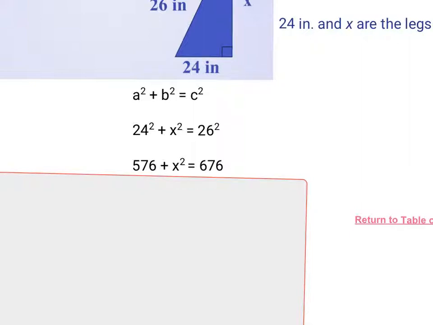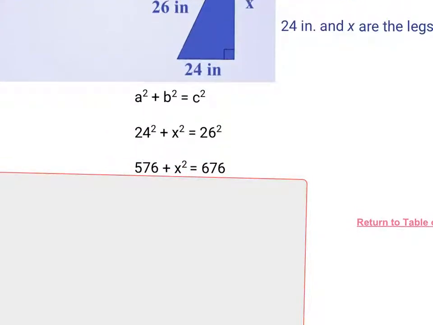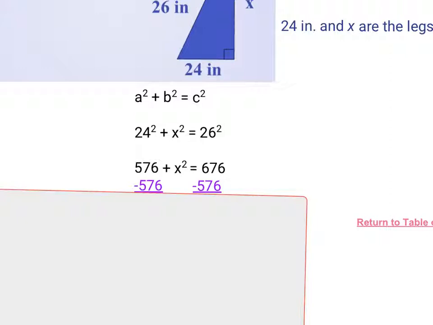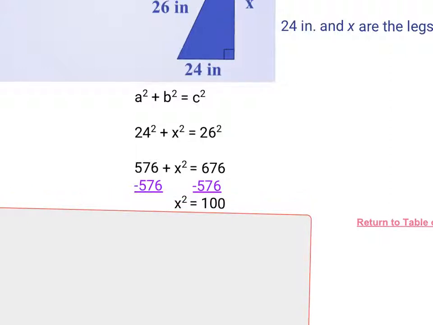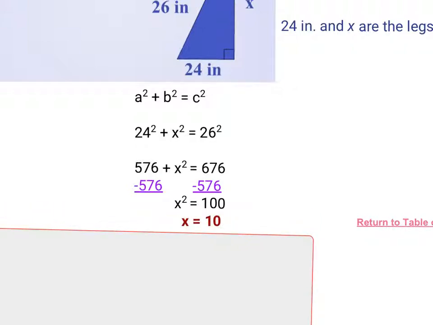How do I solve this equation? That's exactly right. You're going to try to isolate the equation's variable, so that x, you got a minus 576 from both sides. That's going to give you x squared equals 100. And if x squared is 100, what's x? 10. Very good. You take the square root.